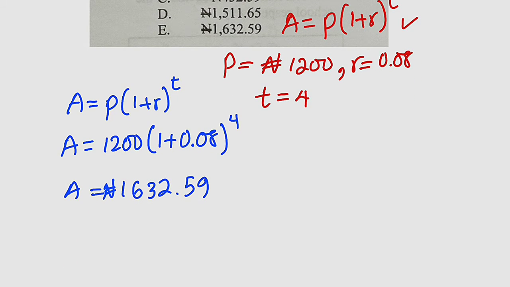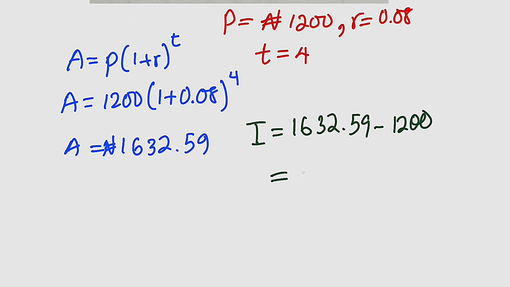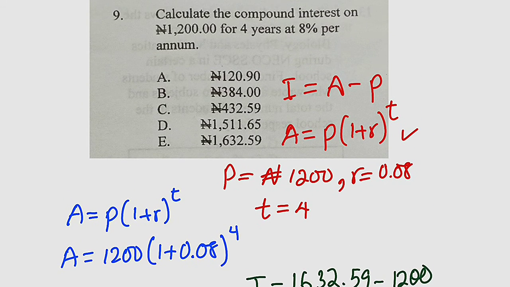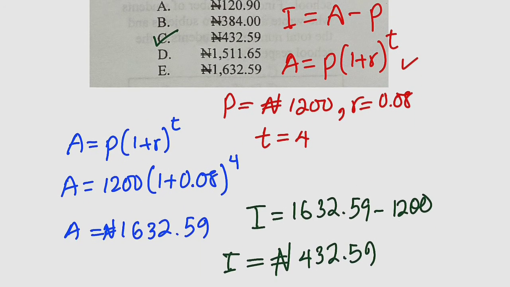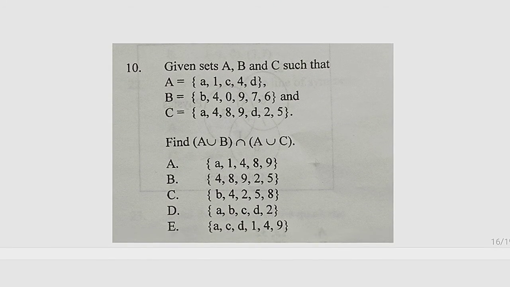Therefore, the interest, which is I, is equal to the total amount, which is 1,632.59, minus the principal amount, which is 1,200. And if you subtract, you're going to obtain 432.59 naira. So this is the interest, which is option C. You can see that 432.59. Let us move on to the next question, which is question number 10.